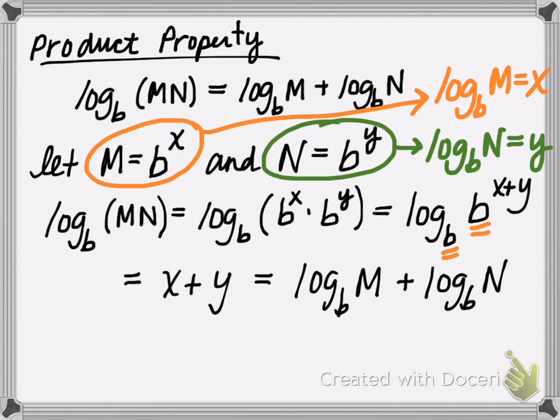So now, taking a look at what we started with, log base b of m times n, where we had multiplication in the argument, we see that it's actually equal to these two logarithms being added to one another. It's a sum: log base b of m plus log base b of n. So the product in the argument actually becomes the sum of two logarithms. And this is why the product property for logarithms works the way it does.